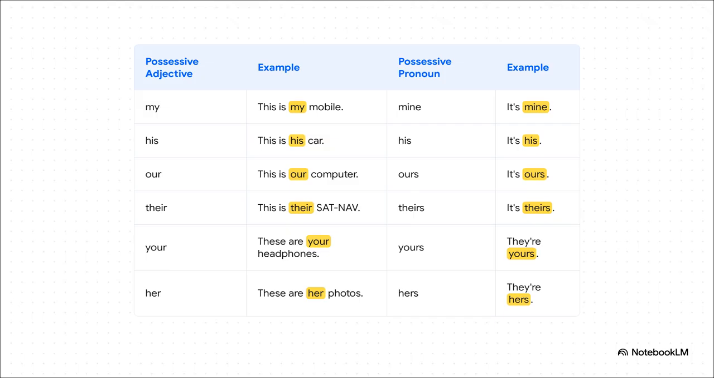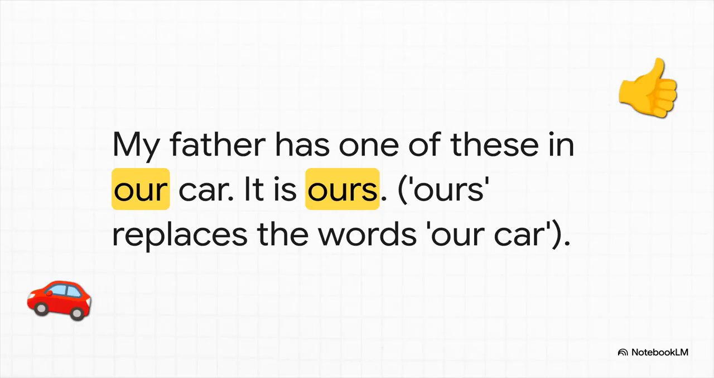These are possessive pronouns. The cool thing about them is they stand all by themselves. They don't need a noun. So instead of saying, that is my mobile, you can just say, it's mine. See? It's a simple little trick, but it's a really important one. Let's look at a real example from the book to see how this works. The sentence is, my father has one of these in our car. See that? Our is right before the noun car, just like the rule says. Then the sentence finishes with, it is ours.